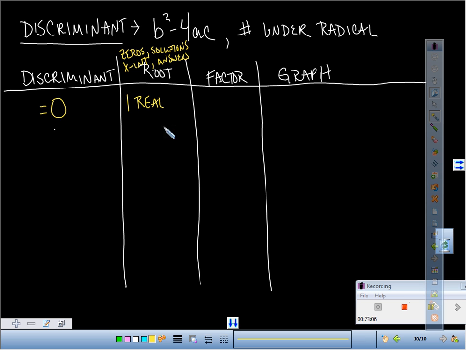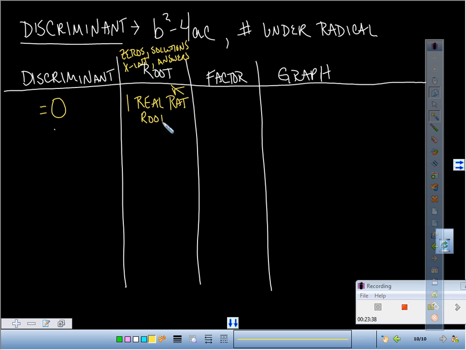Why? Because rational doesn't mean real. What does rational mean you will not have? A radical. That's exactly what it means. This will be a real rational. Why? There will not be a radical, because what number's under the radical? 0. The square root of 0 is 0. So one real rational root.